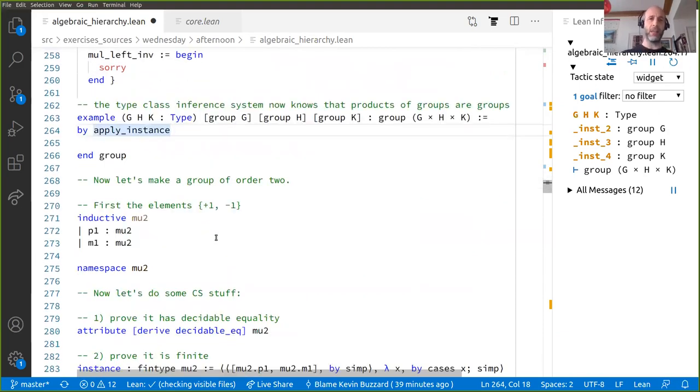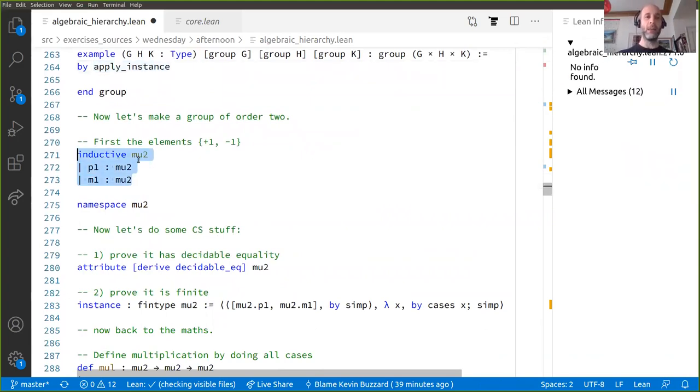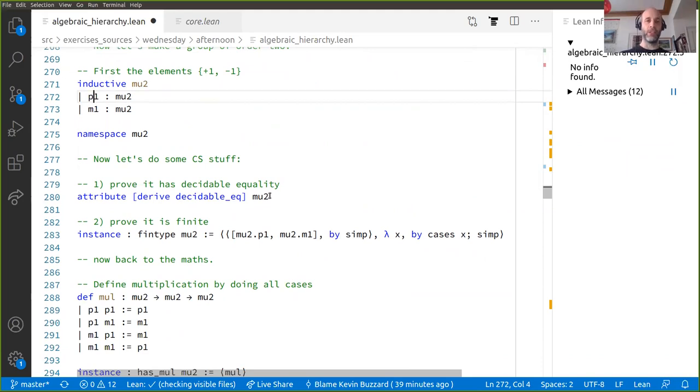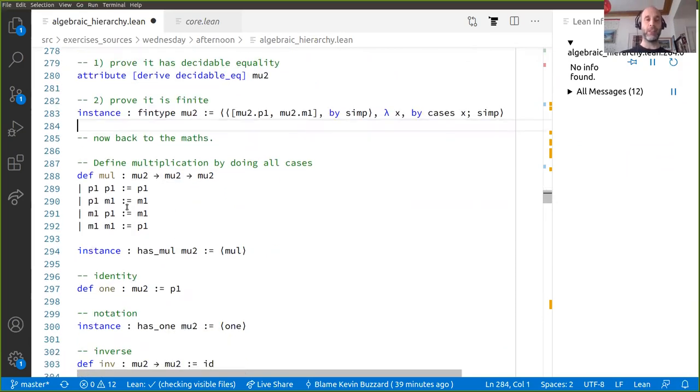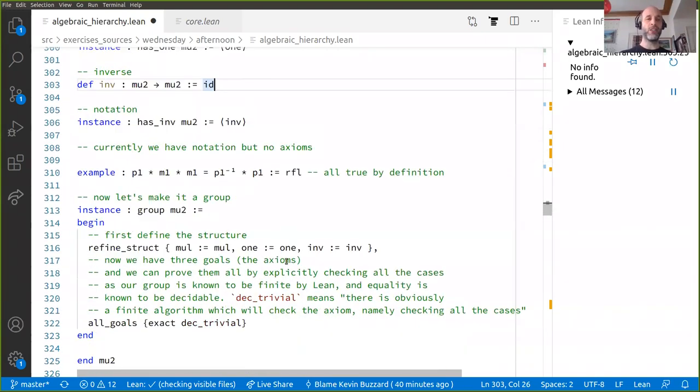So here's one last example with groups. I've shown you how to make a group of order 2. I define a new set mu2 with 2 elements, p1 and m1. These are really terms of a type, but basically mu2 is a set with 2 elements. I magically prove that equality is decidable, and that it's a finite set. Then I define multiplication by writing down all the cases, I define the identity to be +1, and I define the inverse function to be the identity map. And then I show you that we can make it a group.